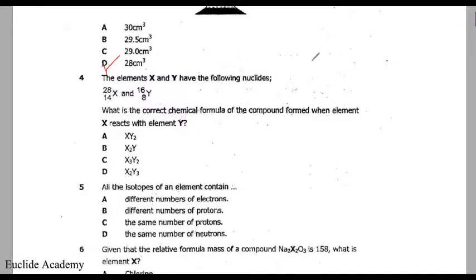So we need to look at the electronic configuration for each one. For X, it has got 14 electrons. So we'll have 2 in the first shell, 8 in the second one, and then 4 in the last one. For Y, we're going to have 2 in the first shell and 6 in the last shell.